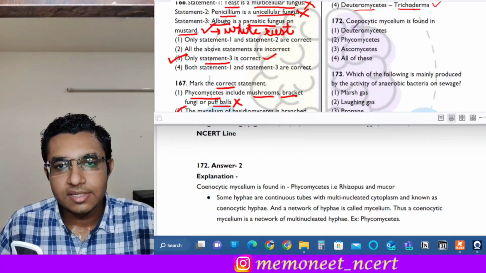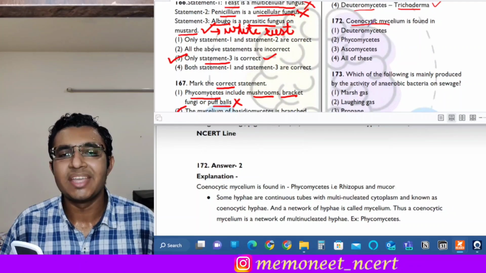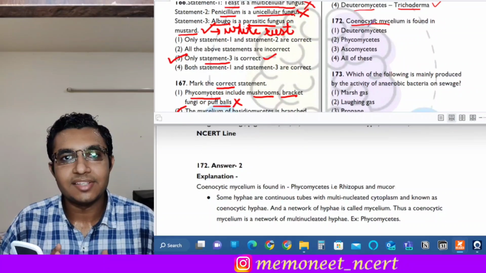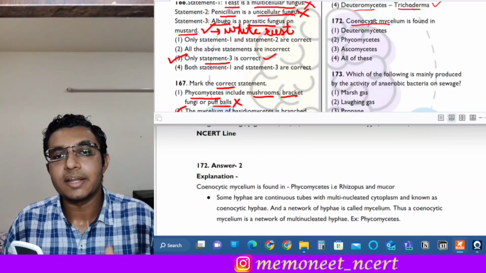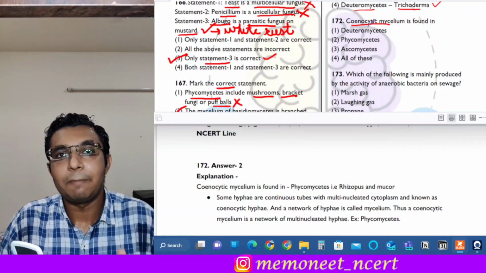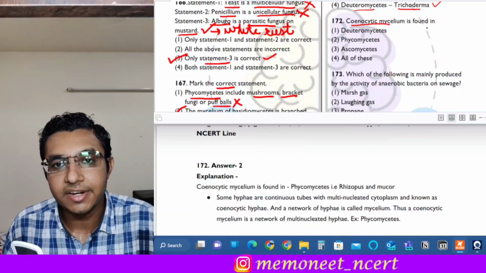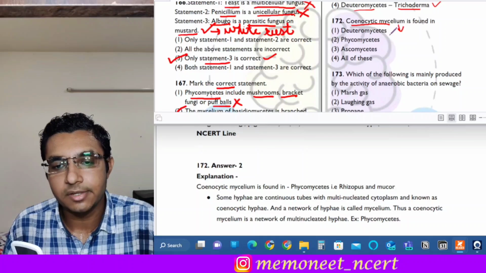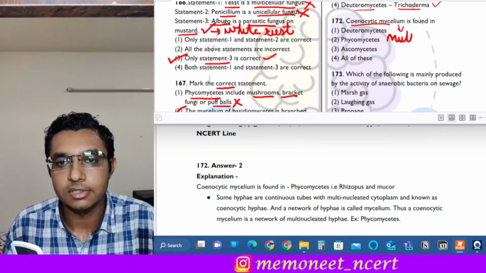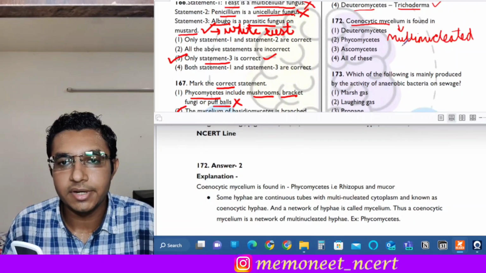The question states Cenocytic mycelium is found in dash. Now here we need to understand what is the meaning of Cenocytic mycelium. The meaning of syncytium or the Cenocytic mycelium is that a group of nuclei or a group of cells is present, but in between the cells the cell membranes or the septa are absent. So it is continuous and it is multinucleated cytoplasm. The characteristic feature or the definition of the Cenocytic mycelium is multinucleated cytoplasm.